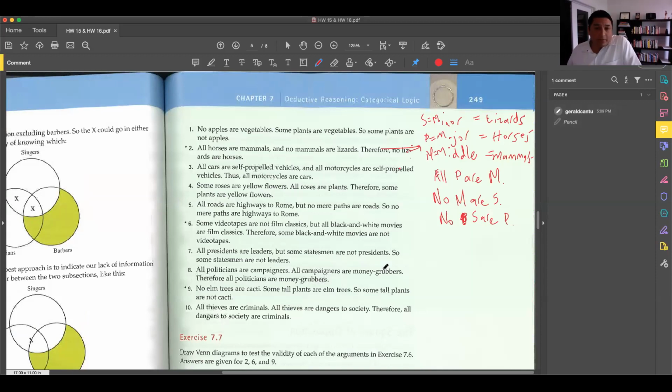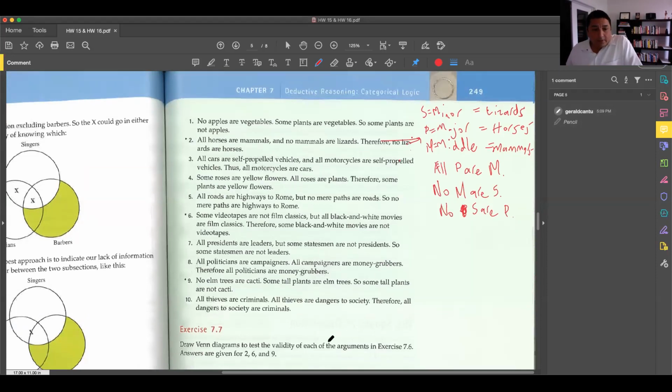Now, what you have to do in 7.7 is draw the Venn diagrams for all of them to test the validity of each of the arguments. I'm going to go over number 2 here with you. We've already written it out, so we just write out the Venn diagram for this categorical syllogism. The M is going to be over here, and then S over here, and P over here. We can just take the form of it, which makes it a little bit easier for us.